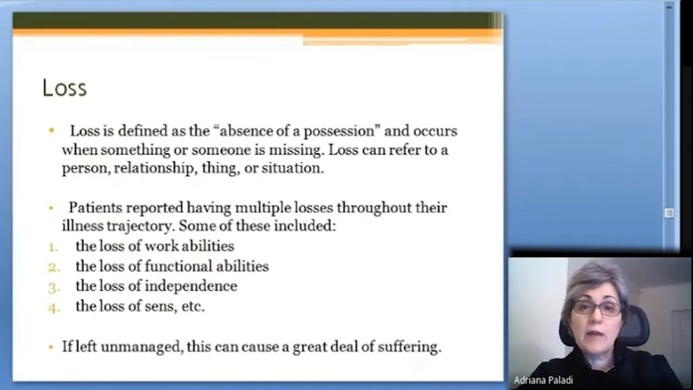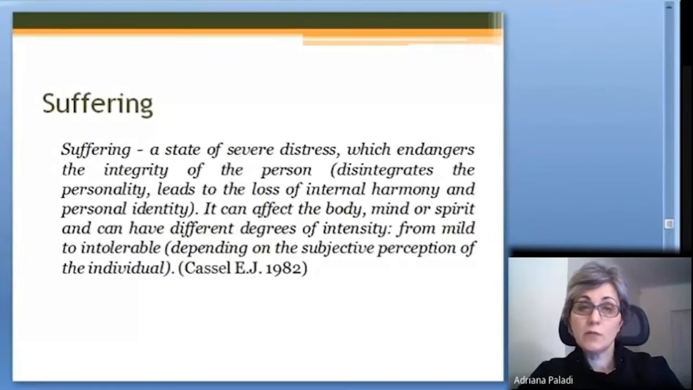Patients reported having multiple losses throughout their illness trajectory. Some of these include the loss of work abilities, the loss of functional abilities, the loss of independence, the loss of health, etc. If left unmanaged, loss can cause a great deal of suffering. What is suffering? Eric Cassell defines suffering as a state of severe distress which endangers the integrity of the person.